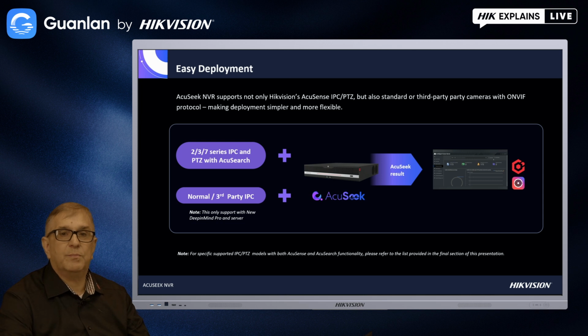AcuSeek will not only support certain AcuSense IP and PTZ cameras, but also will be able to use Hikvision standard IP or third-party IP cameras with the ONVIF protocol. This will enable existing sites to be upgraded to the AcuSeek platform.